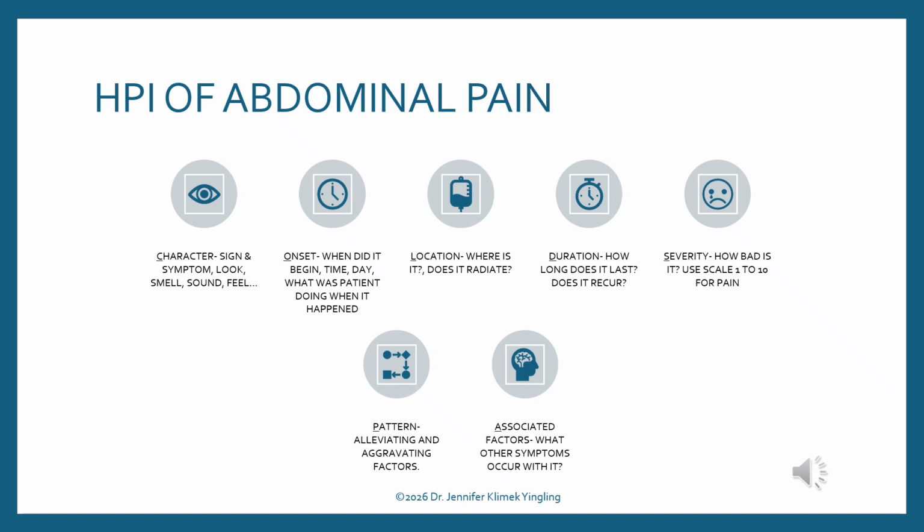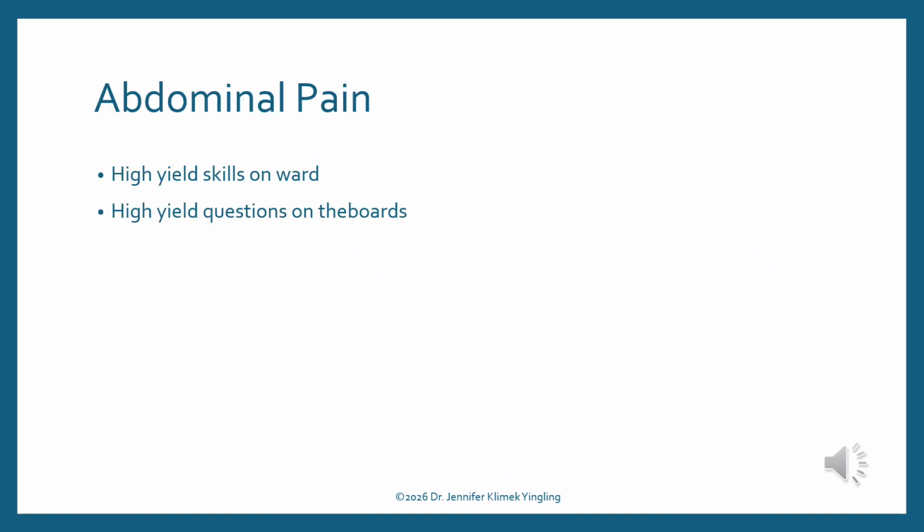Pattern, are there any alleviating or aggravating factors and associated factors? What other symptoms occur with the pain? Do they have vomiting when the pain comes? Do they pass out? Do they get diaphoretic or short of breath or feel palpitations? These are all important things to document in the history of present illness.